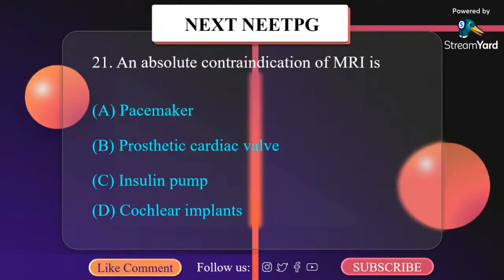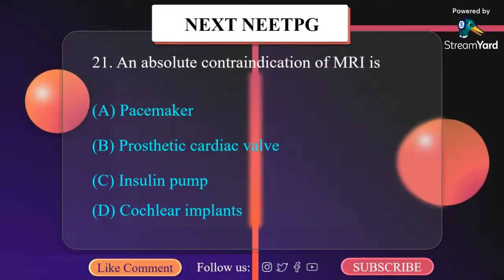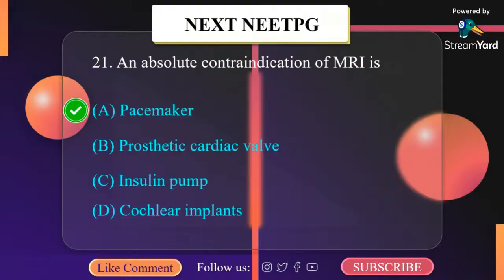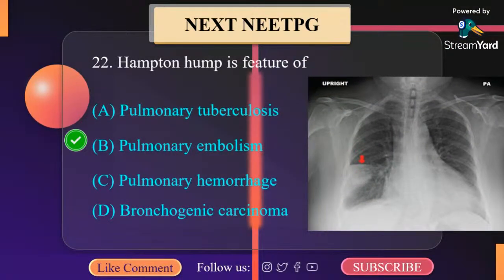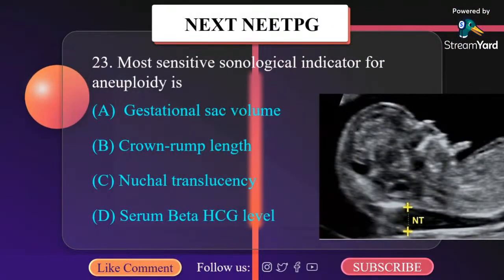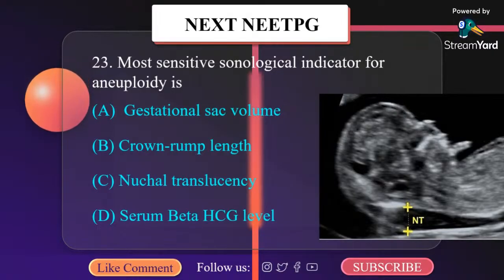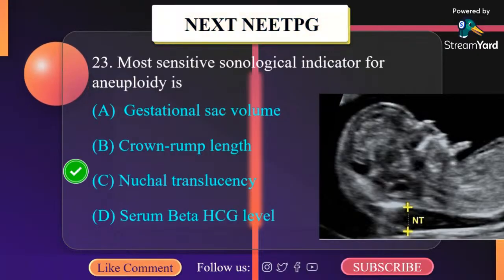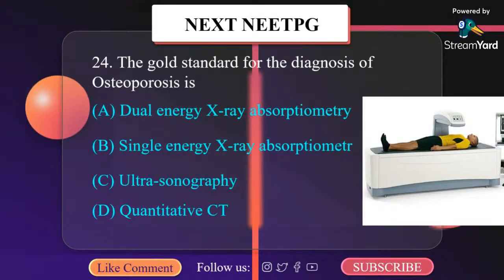Now, cochlear implant is also a contraindication. So this question is not correct. Hampton hump is seen in pulmonary embolism. Most sensitive. Gold standard for diagnosis of osteoporosis is dual energy X-ray absorptiometry.